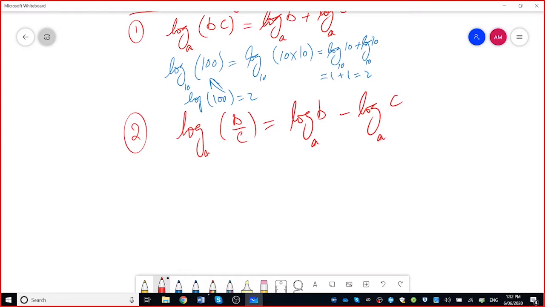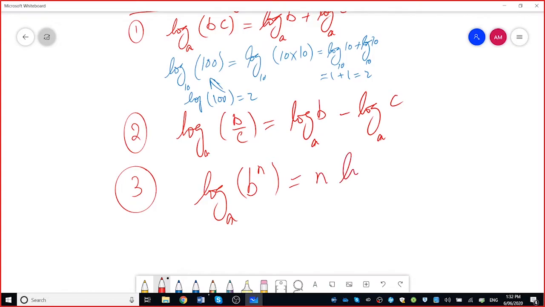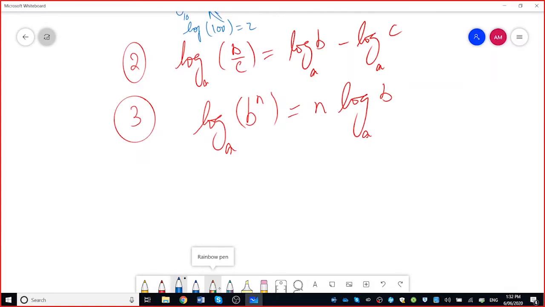If you go to university, you will learn that sometimes we go into other domains, do the calculation, and then come back. Let's go to the third law. The third law is log of b raised to the power of n to the base a is in fact n times log of b to the base a. Do you understand that?